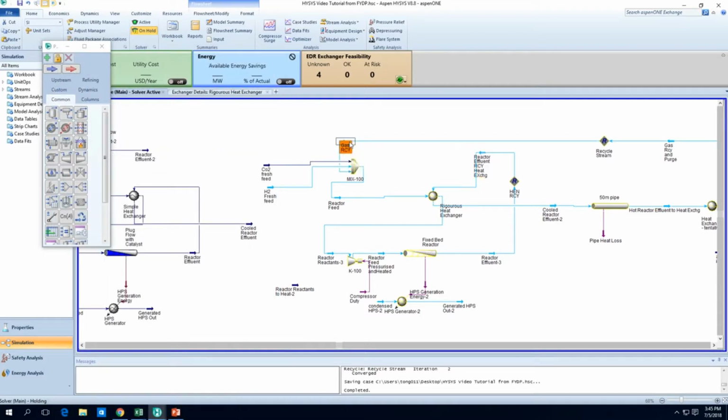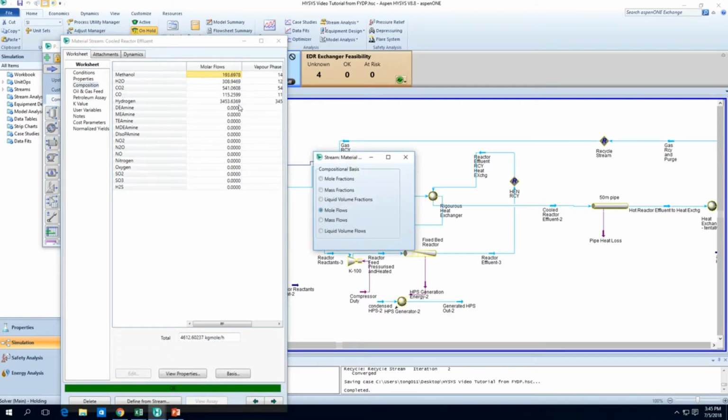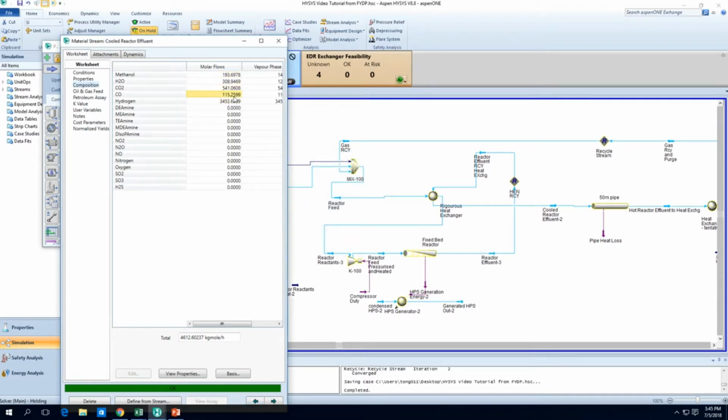And the gas recycle, we'll just assume. We'll take a look at the molar flow rates here. Yeah. So it's about 4000, give or take. So 541 plus 115 plus 3453. A little over.